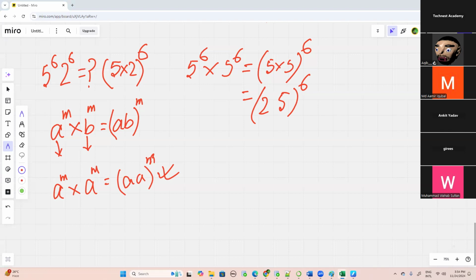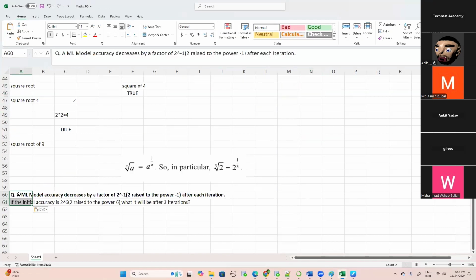Fine then, I will stop here. Can we discuss the first question, please? Which question? Oh, the question from the assignment yesterday you are telling? Okay, let me check what the question was. A ML model, let me show the question here. This was the question, right? I think someone has solved it as well. Aqib has solved, yeah. Let me check how Aqib has solved.